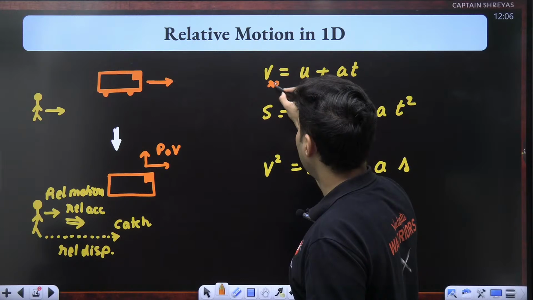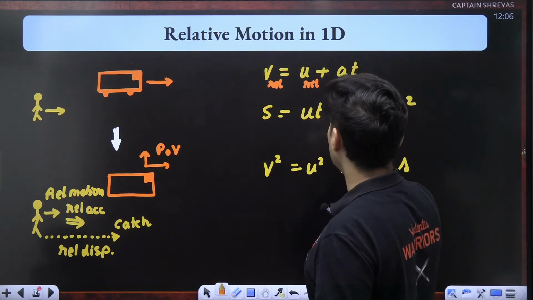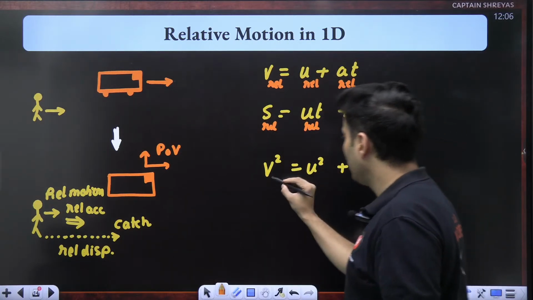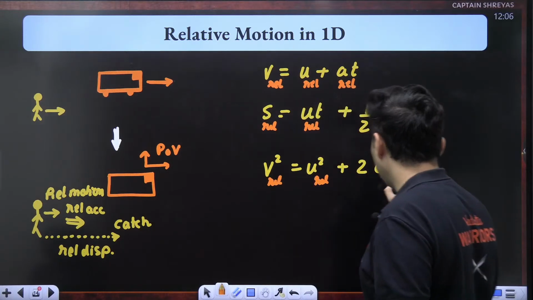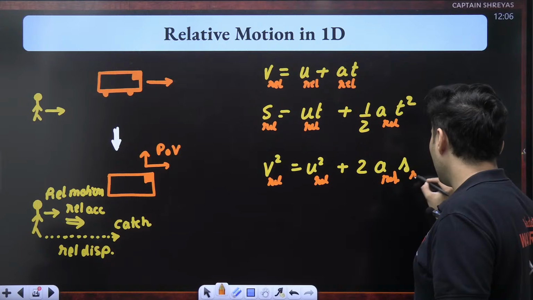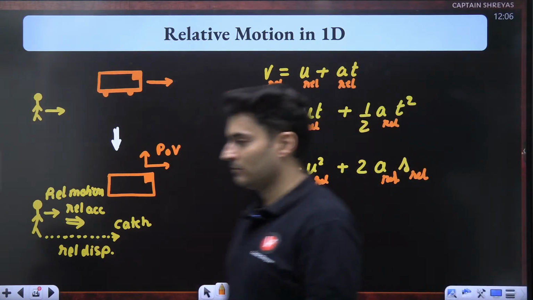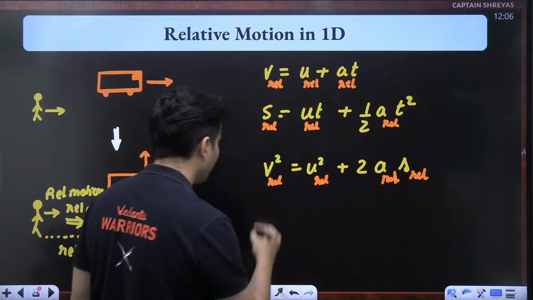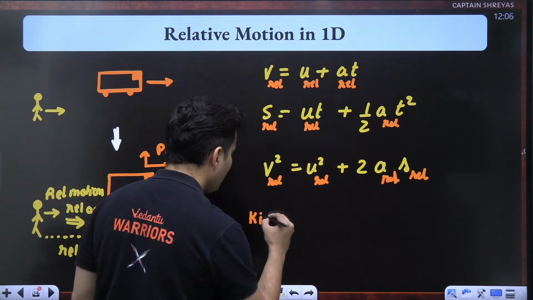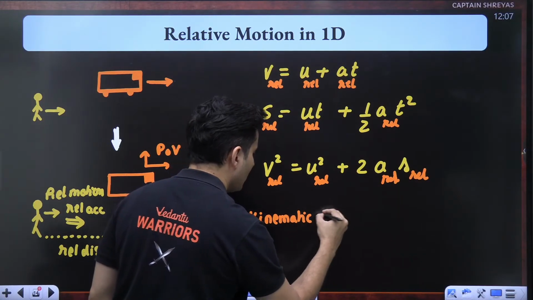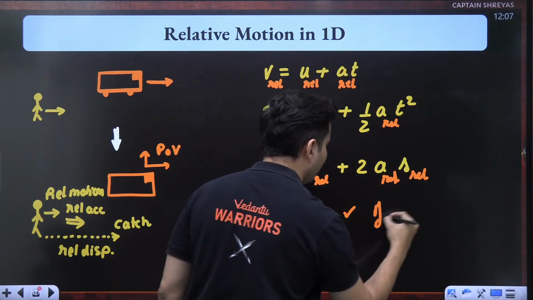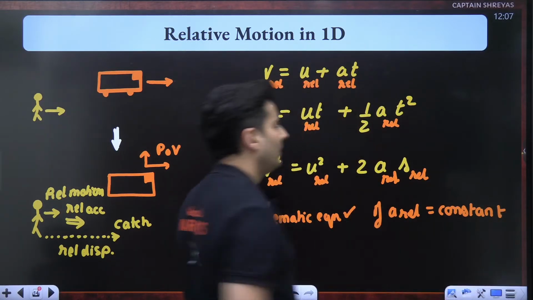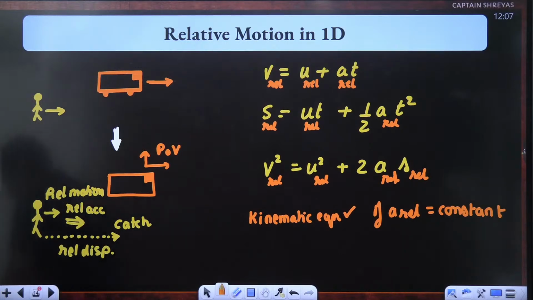This velocity will be relative. Acceleration will be relative. Displacement will be relative. U will be relative. This acceleration will be relative. This V will be relative. All these things will be relative. All these equations are valid. So kinematic equations are valid if obviously the relative acceleration is going to be a constant.